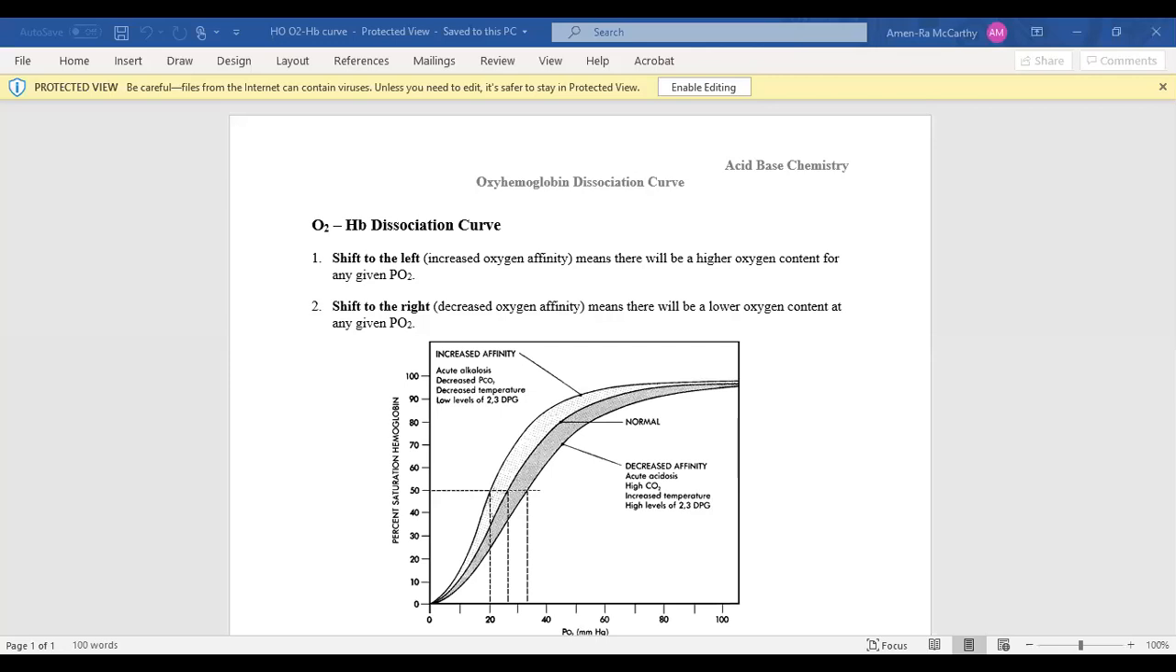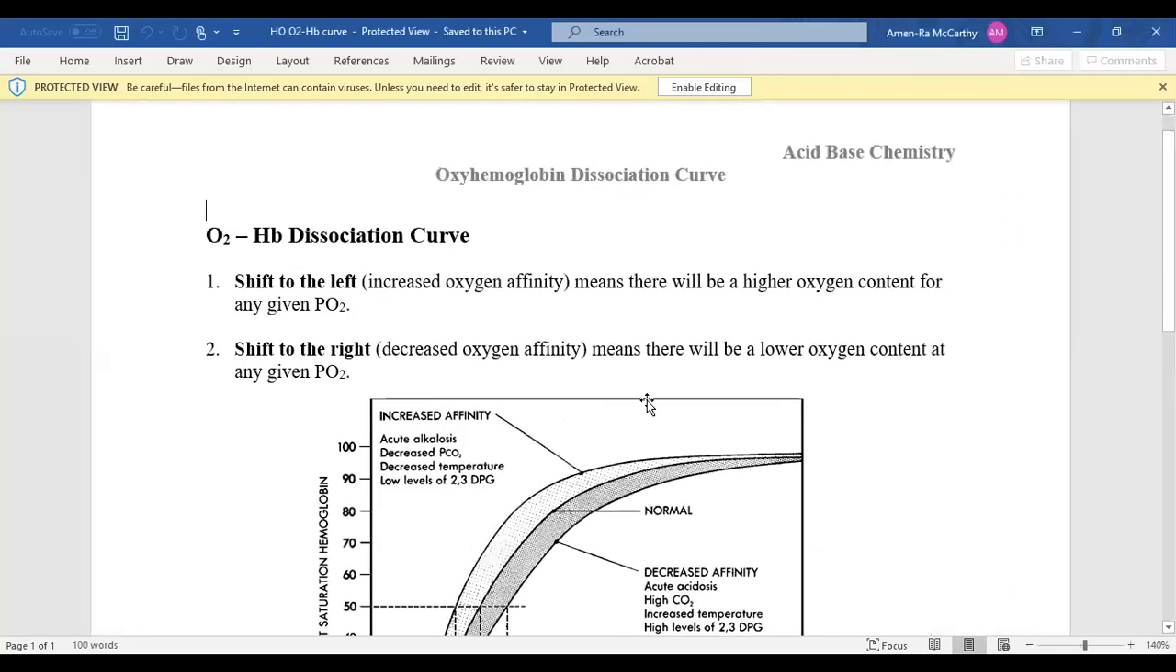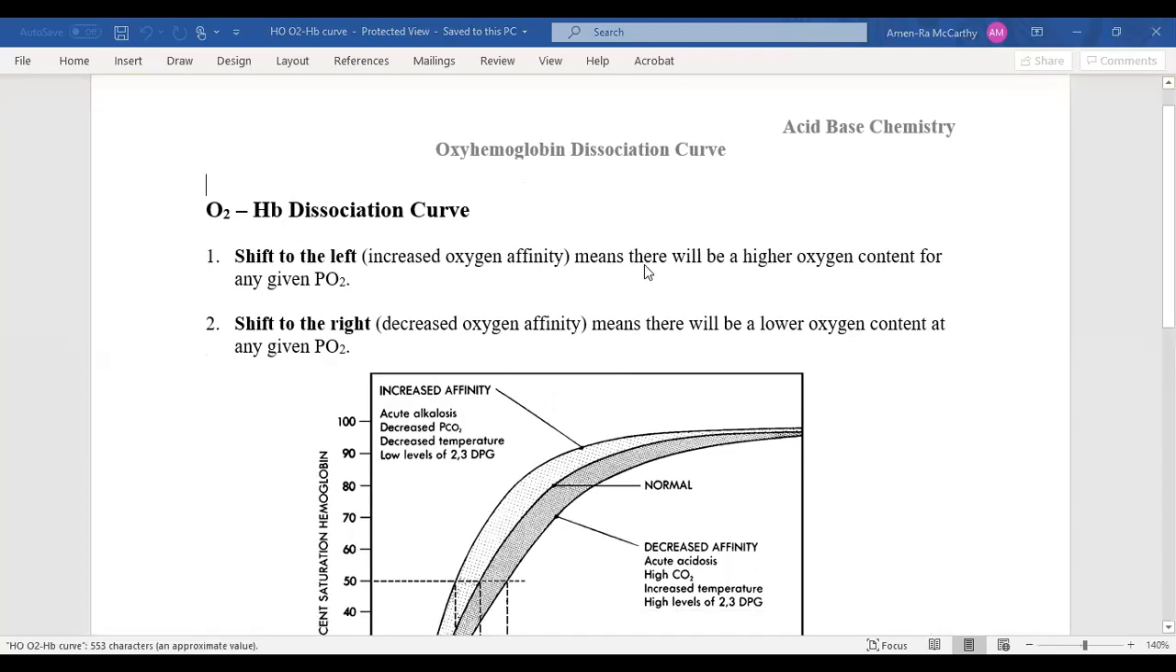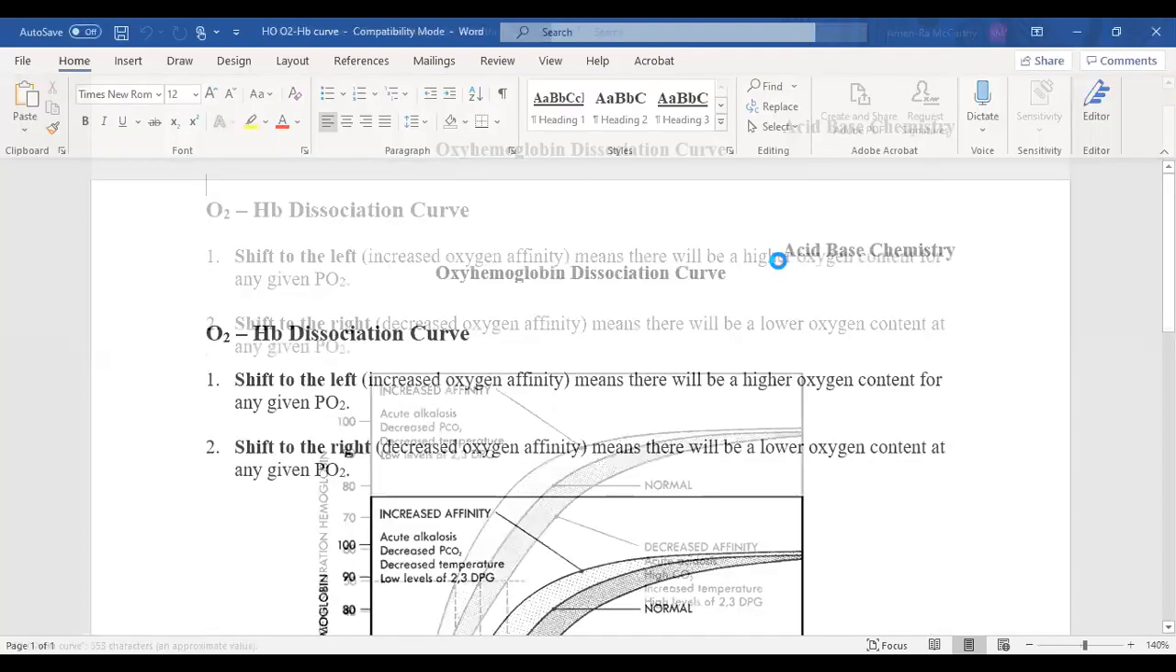All right, guys, this is the O2 dissociation curve in a nutshell. All right, hemoglobin dissociation curve. Can you see it? All right. Look, shift. What?